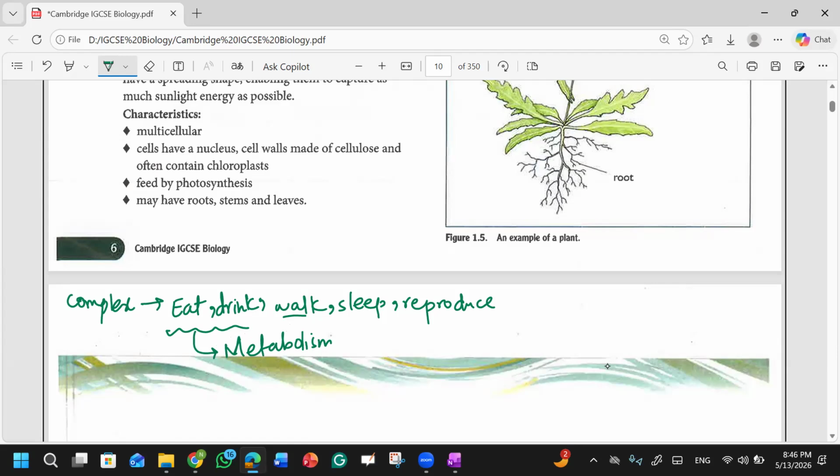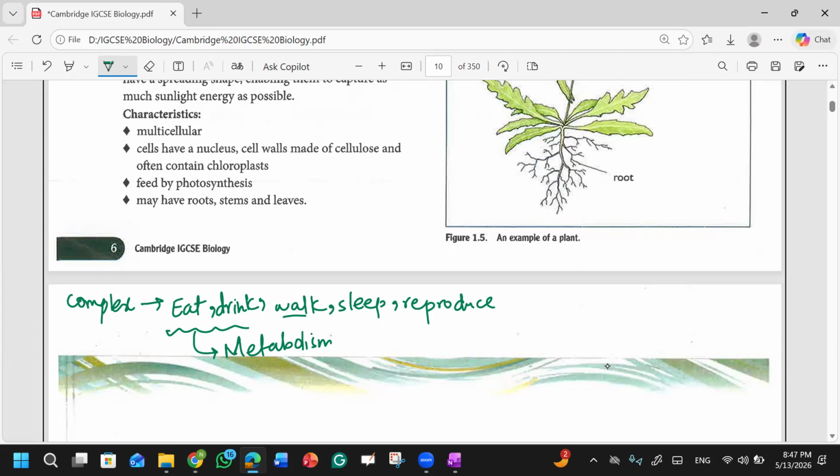Similarly, we sleep and we have a specific sleep cycle. If that sleep cycle is disturbed, our whole day's activities are disturbed, right? So these are not simple things. These are complex things, systematically working in our body. So can these be performed by just one cell? Is it possible that all these functions can be performed by just one cell? That is why we are multicellular.